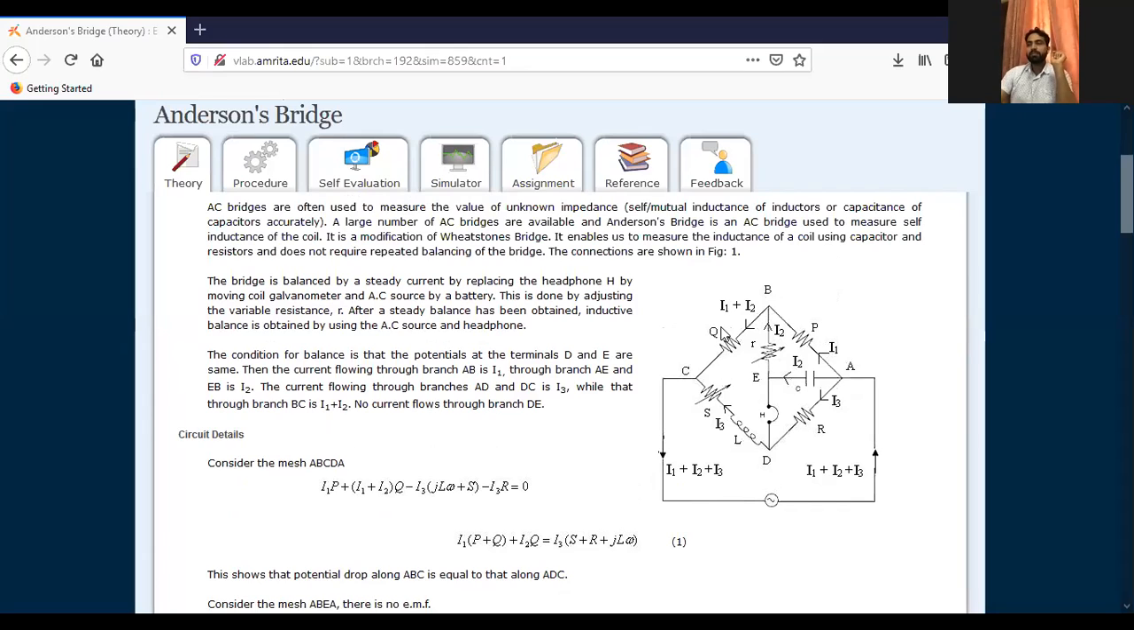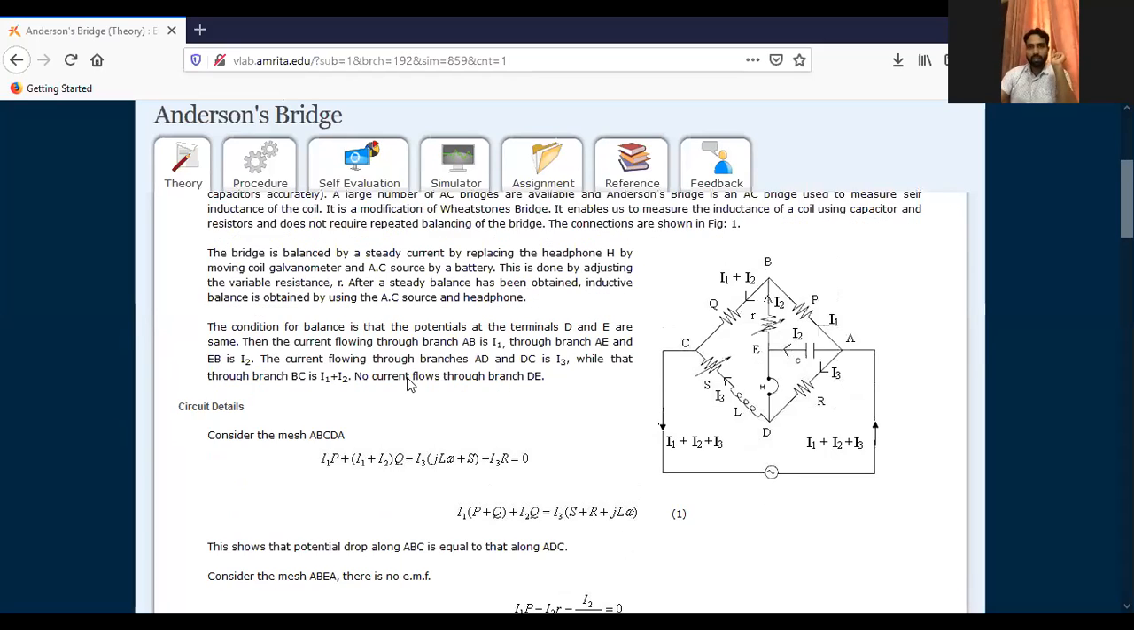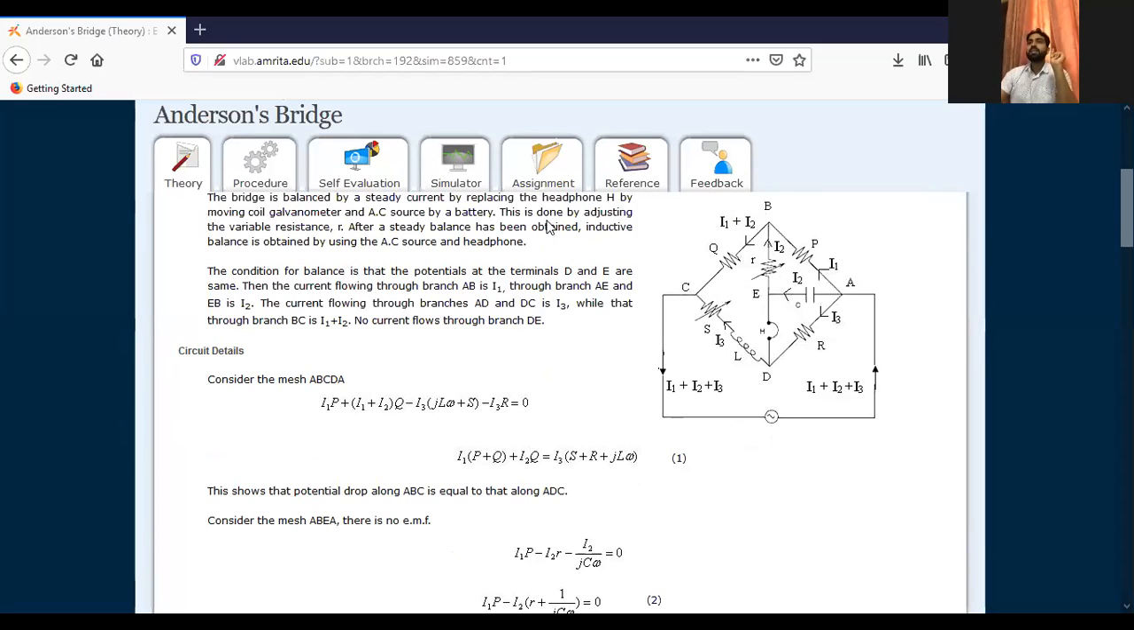resistances are here, which is the first part. Second resistance is here. Third, if you see here, this arrow is indicating that here we have variable resistance. So हमें सिर्फ इस variable resistance को ही tune up करना है, ठीक है. So the bridge is balanced by steady state current by replacing the headphone. H और वो आप लगा सकते हैं यहाँ पर, दोनों conditions available हैं. The condition of the balance is the potential at the terminal D and E.